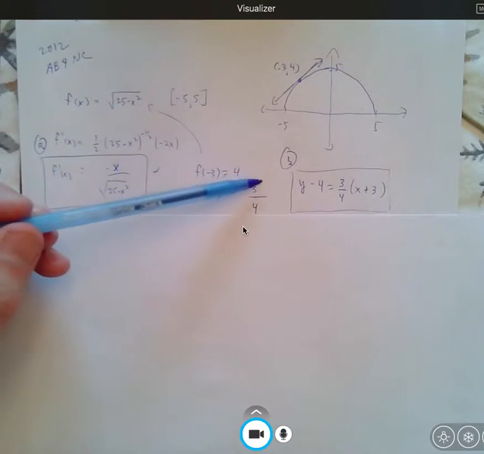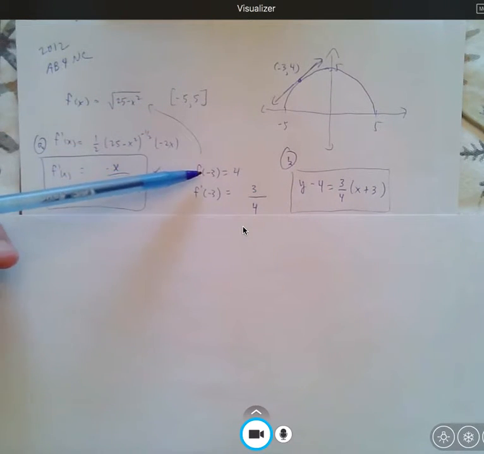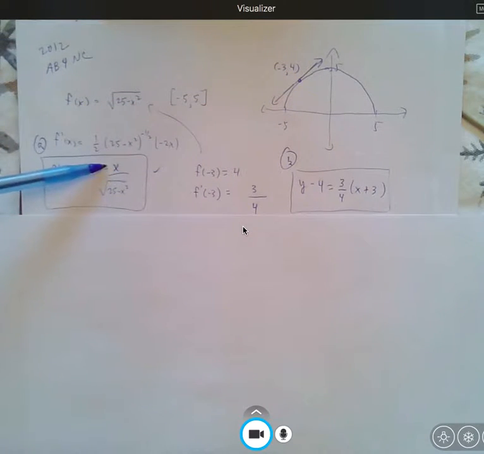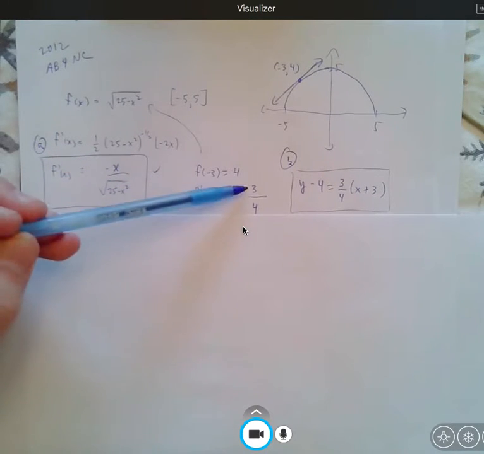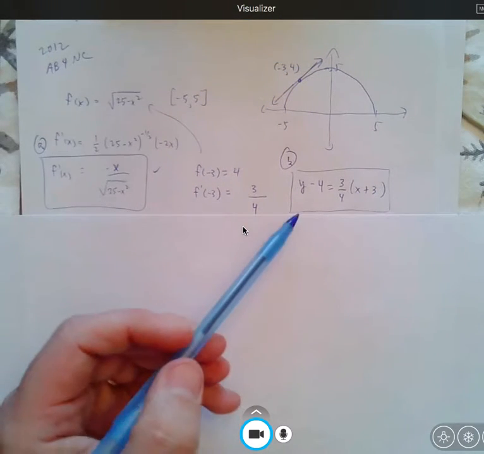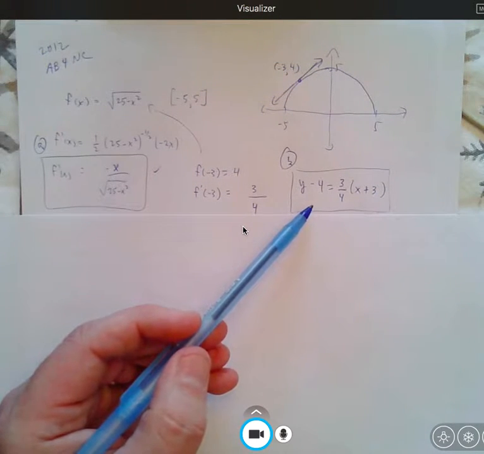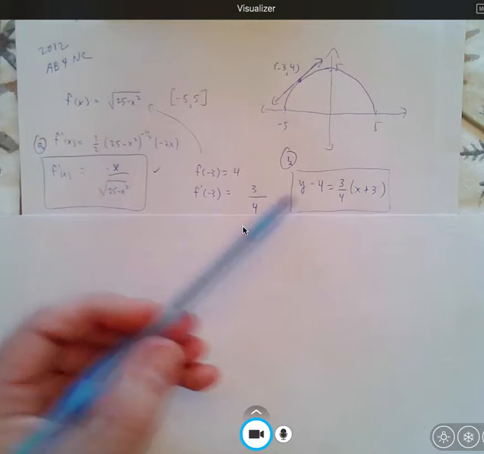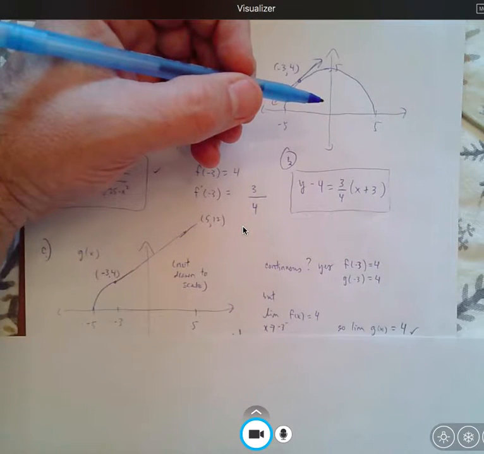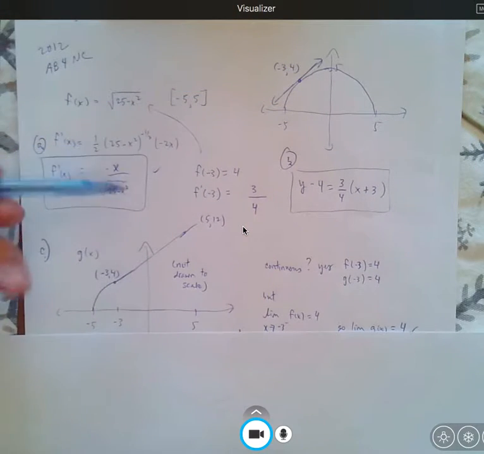Question B, they want you to find the equation of the tangent line at x equals -3. So you put -3 into the original and you get (-3, 4), and then you put -3 into the derivative. Negative of -3 over the square root of 16 is 3/4. So here's the line that might help you out, but here's your equation. And keep the answer in point-slope form and move to the next problem. So that's pretty straightforward.